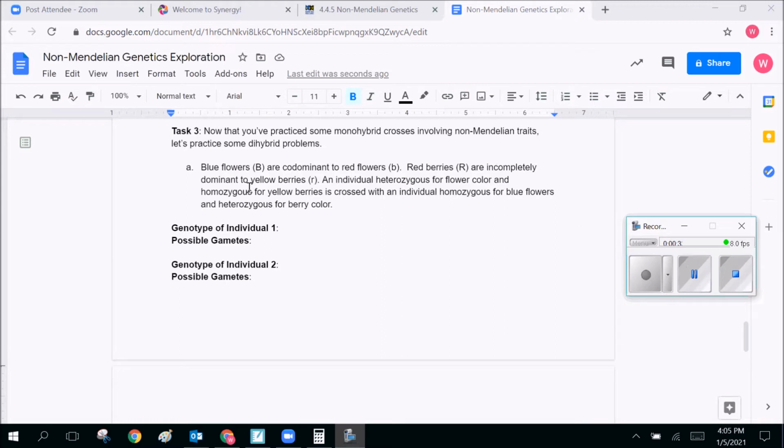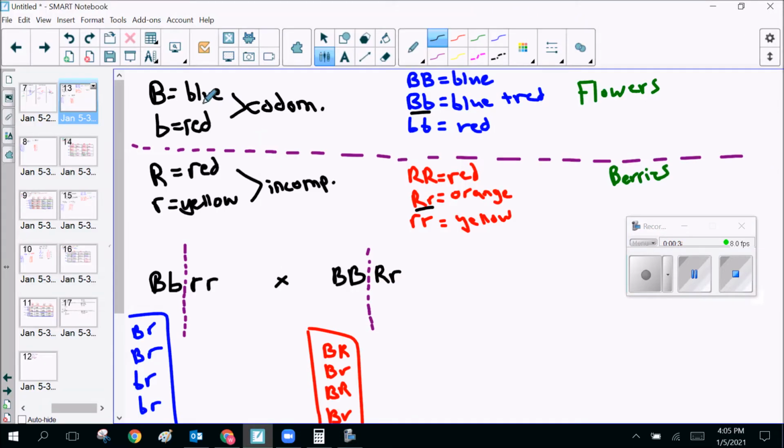So let's take a look at this. Blue flowers, capital B, are codominant to red flowers, lowercase b. So we've got capital B equals blue, lowercase b equals red, and these are codominant, which I've written over here to remind myself. Now this means that if we got two capital B's, that individual would be blue. If we got two lowercase b's, that individual would be red. And if they got a capital B lowercase b, since both are codominant, meaning they're equally as dominant to each other, that means that they're going to be blue and red.